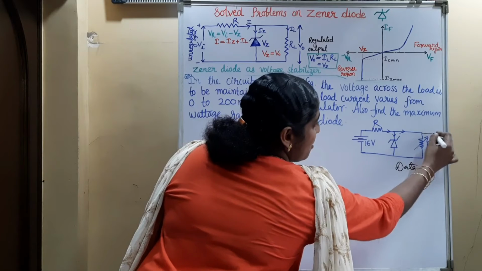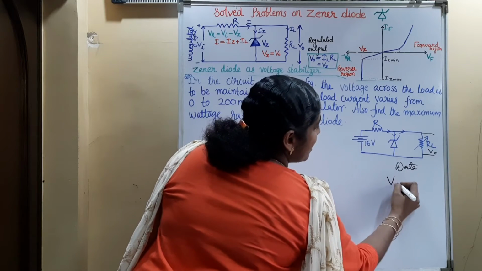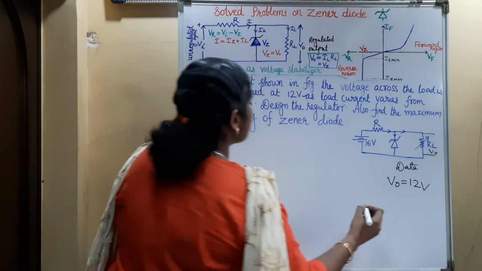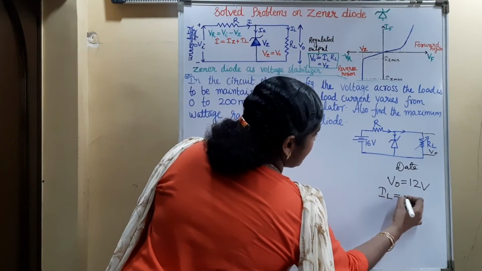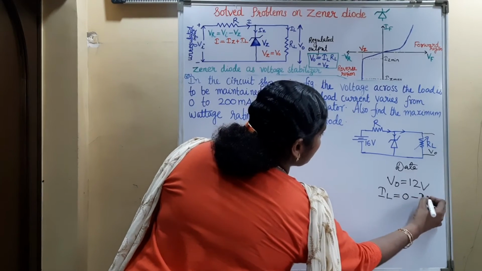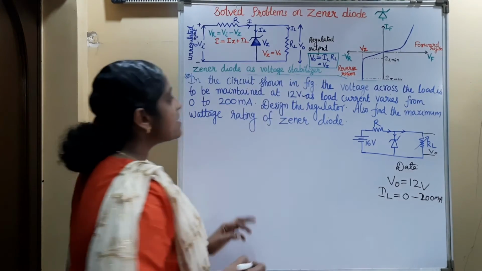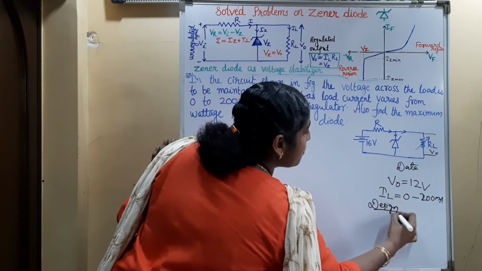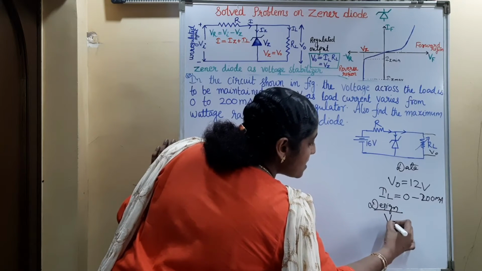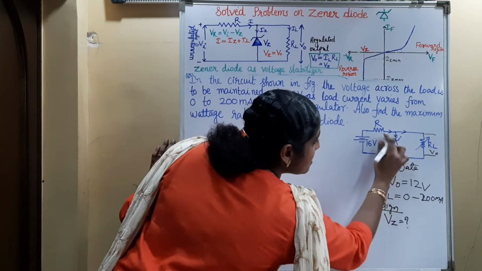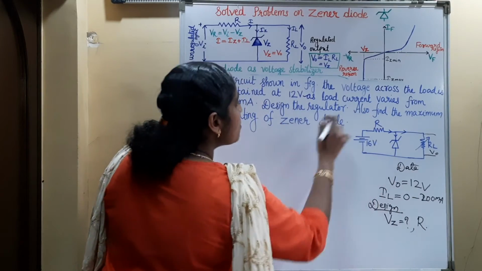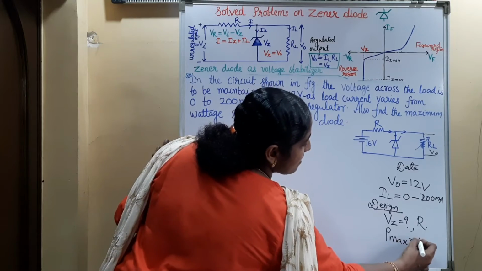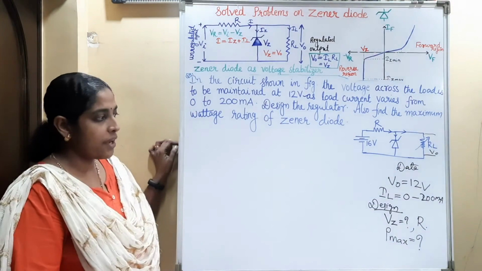The voltage across the load is the output voltage, which has to be maintained at 12 volt. The load current varies from 0 to 200 milliampere, that is IL is from 0 to 200 milliampere. Design the regulator means we have to find out the value of the Zener voltage and the series resistance R. Also find the maximum wattage rating of the Zener diode, that is, what is the maximum power rating of the Zener diode.